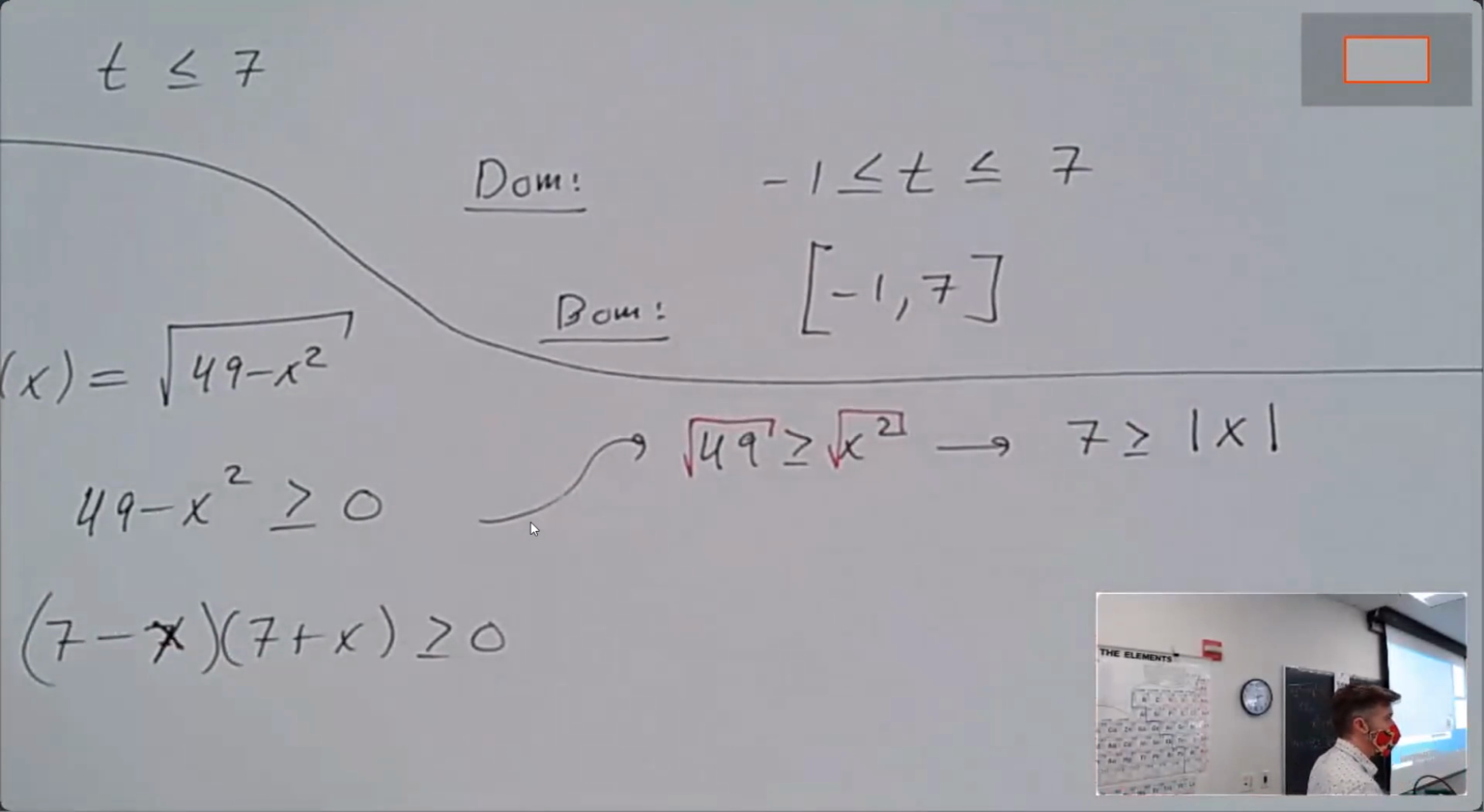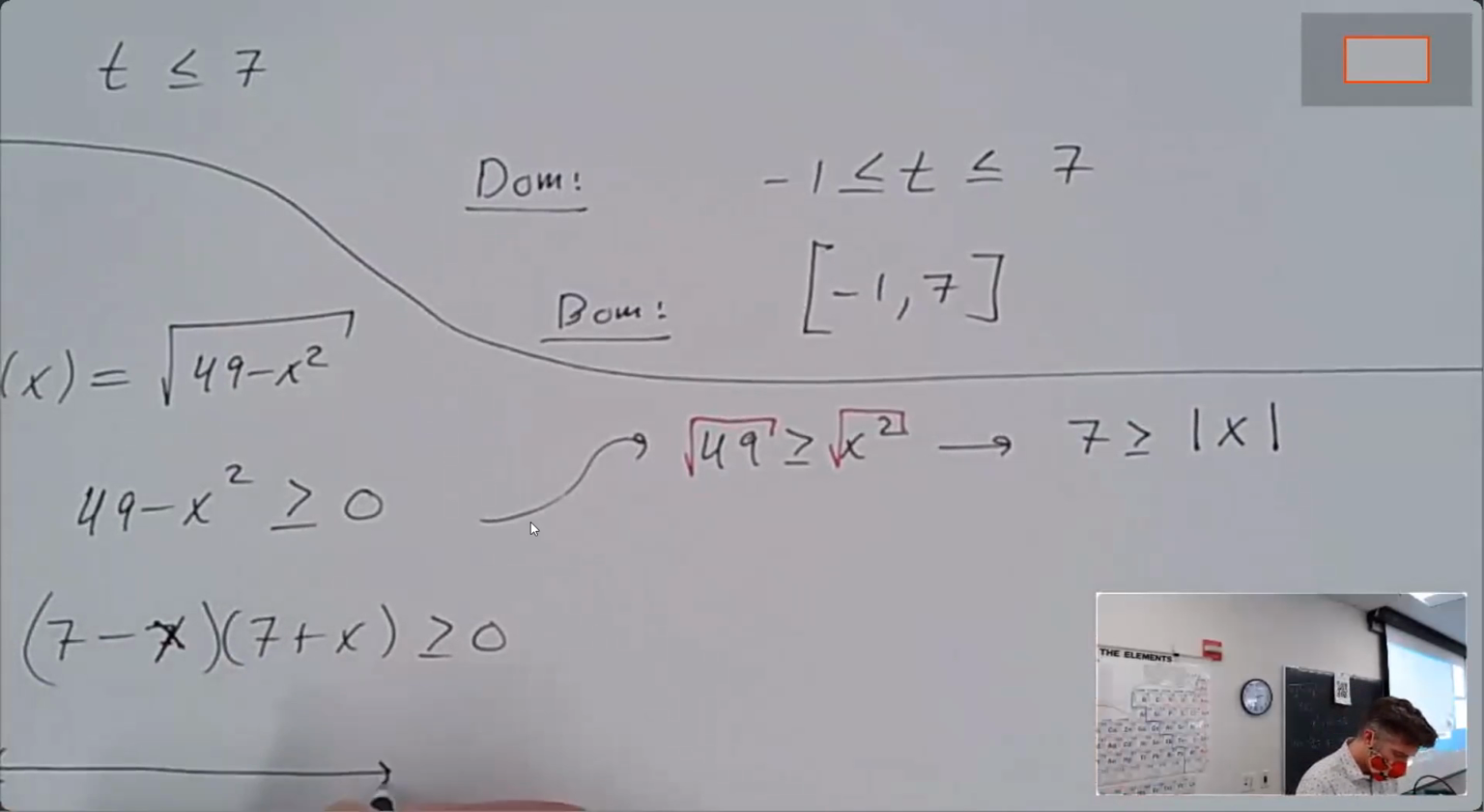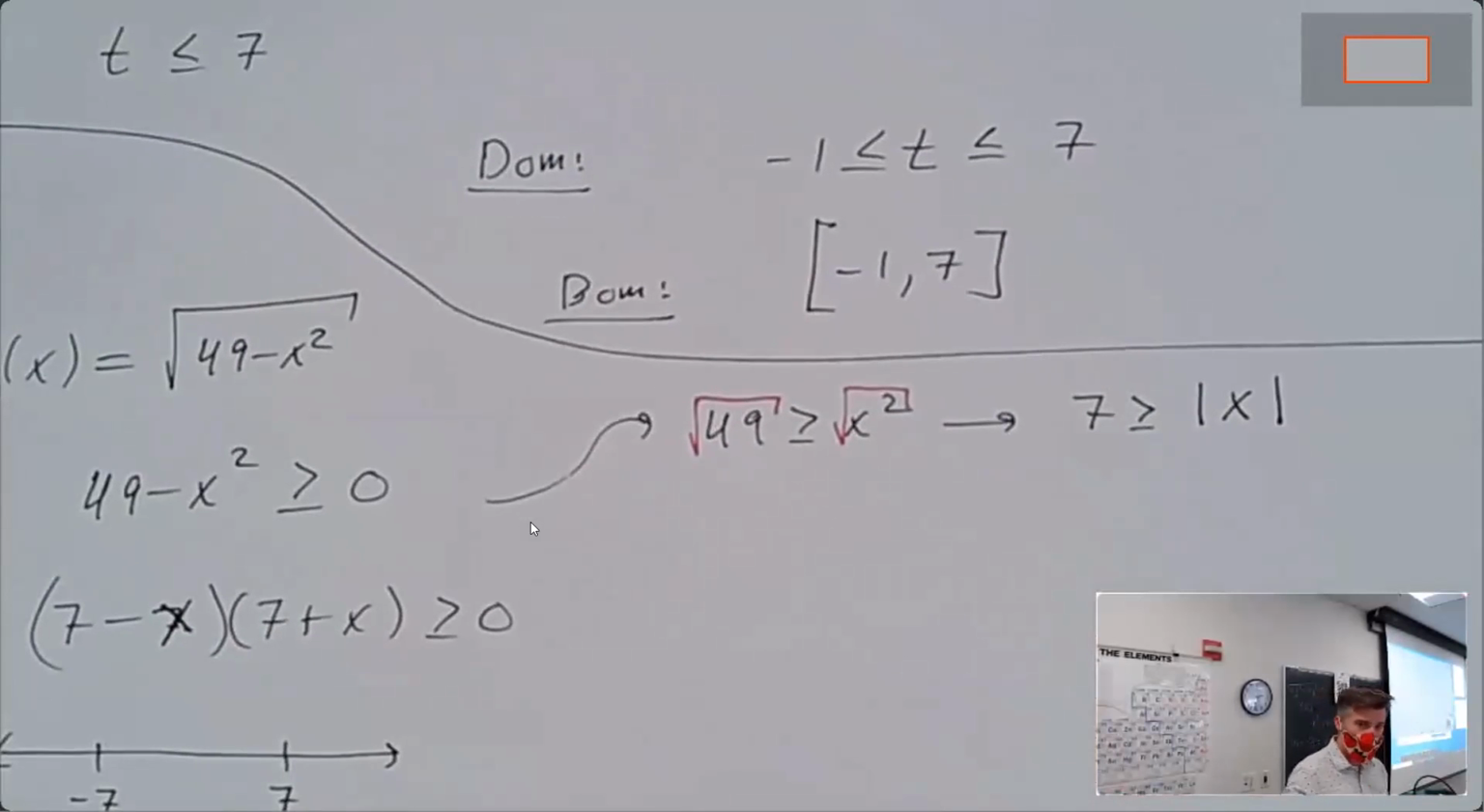But I wouldn't do it that way. I would do it this way and use the number line. Say, okay, well, x is 7 or x is -7. Those are the values that make that expression equal to 0.